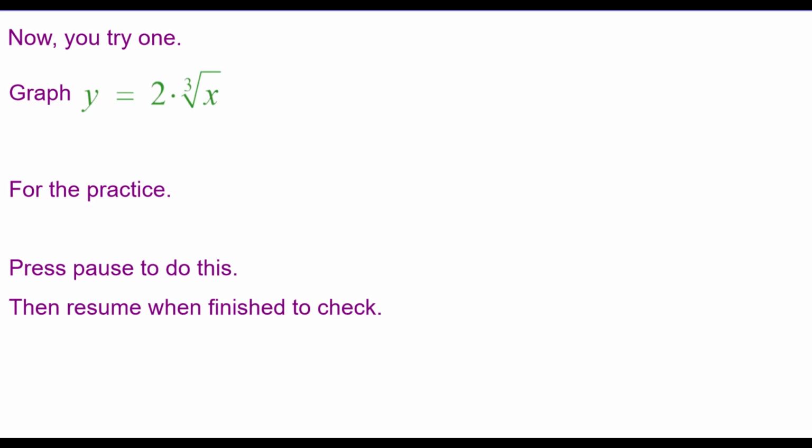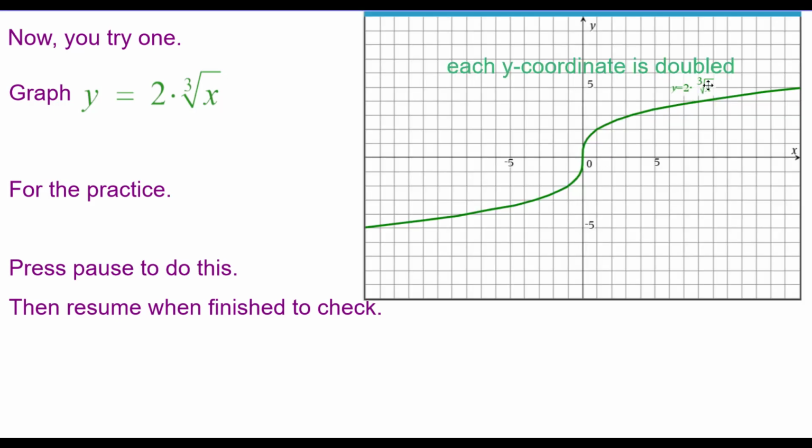Now you try one. Graph y equals 2 times the cube root of x for the practice. Press pause to do this and then resume when you're finished to check your answer. And here is y equals 2 times the cube root of x, kind of stretched out a bit. Each y coordinate is doubled from the regular cube root function.